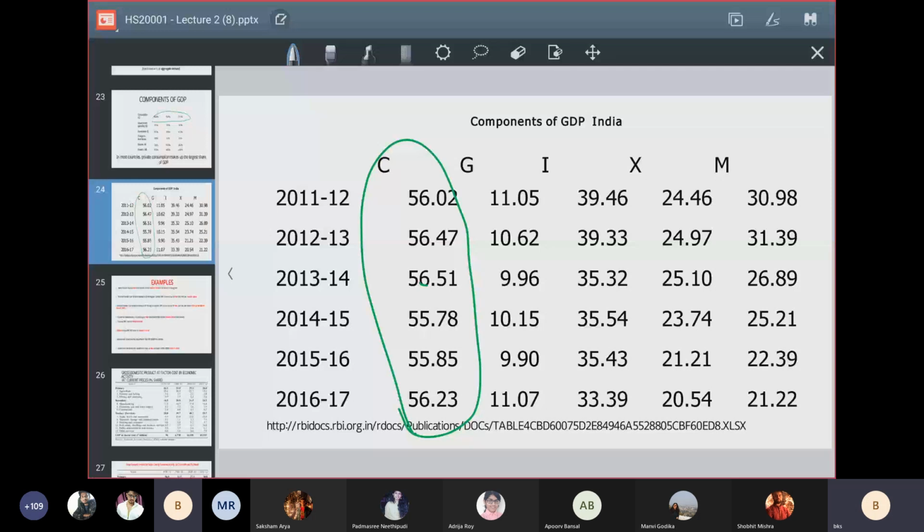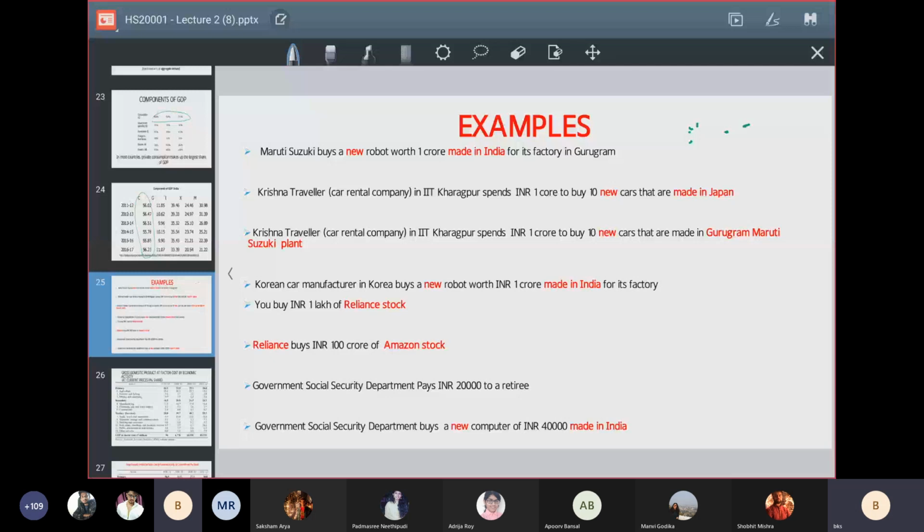Okay, the first example is Maruti Suzuki buys a new robot with 1 crore made in India for its factory in Gurgaon. Whether the 1 crore spent by Maruti Suzuki should be part of our GDP or not. Any answer? Whether this is part of our GDP or not. The 1 crore. Yes, sir, it should be.